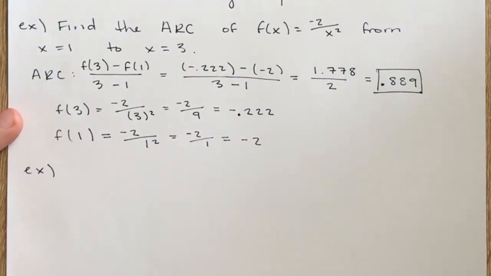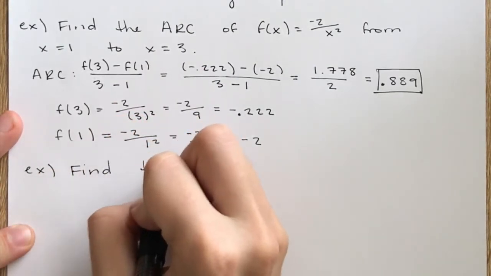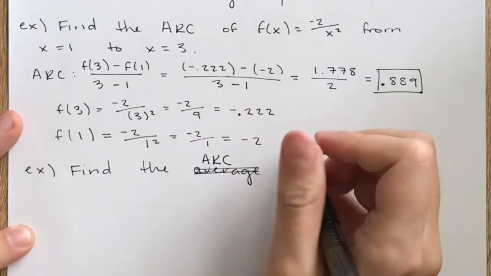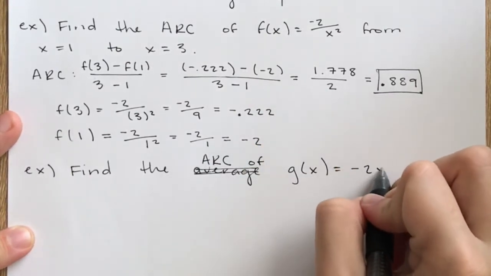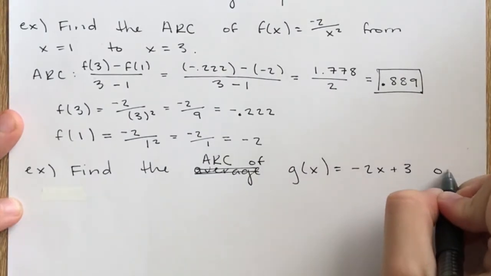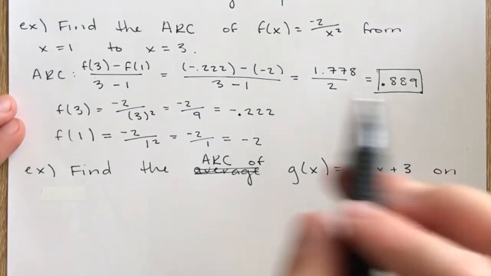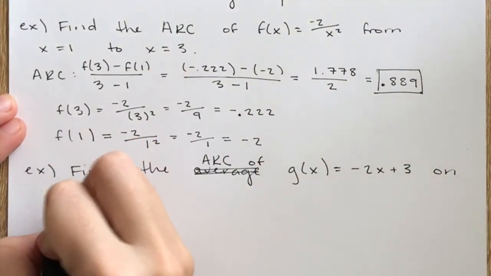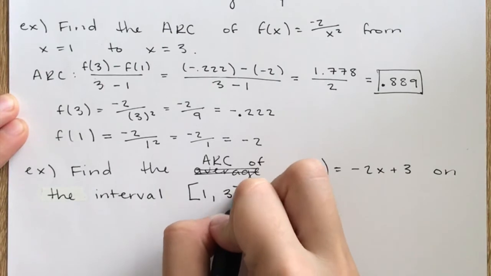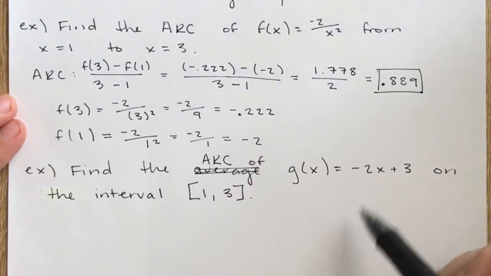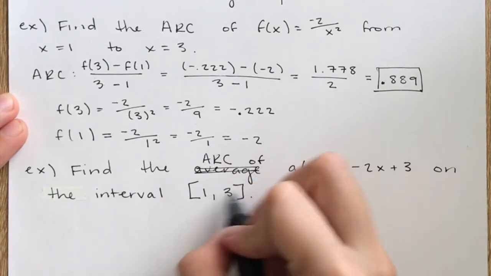So this one is a simpler function. Find the average rate of change of g of x equals negative 2x plus 3. This is a new way of saying what we've been talking about. This is another way you'll see it written. So we're asking for the average rate of change on the interval (1, 3). All this is asking for is the average rate of change between these 2 points.